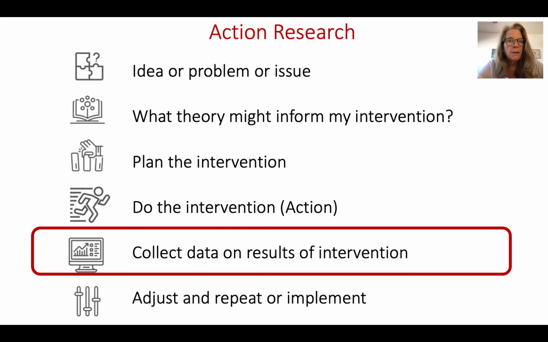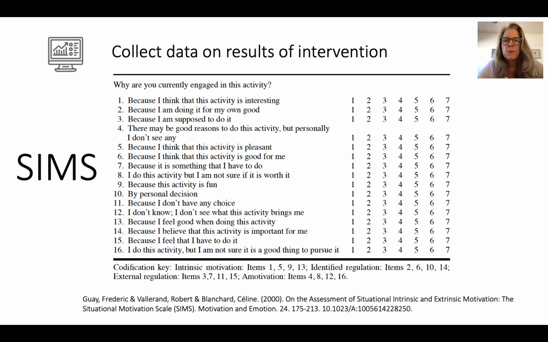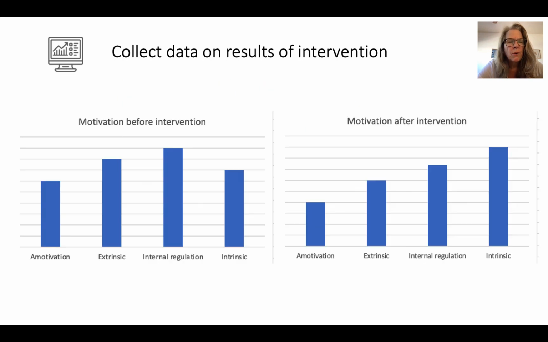So data collection, I referred to this survey there called SIMS, which is Situational Intrinsic Motivation Survey. And it's 16 questions. It's pretty short, and it asks students to indicate to what extent they agree on things. And then you can score this into 4 kinds of subscales: intrinsic motivation, identified regulation, external regulation, and amotivation.